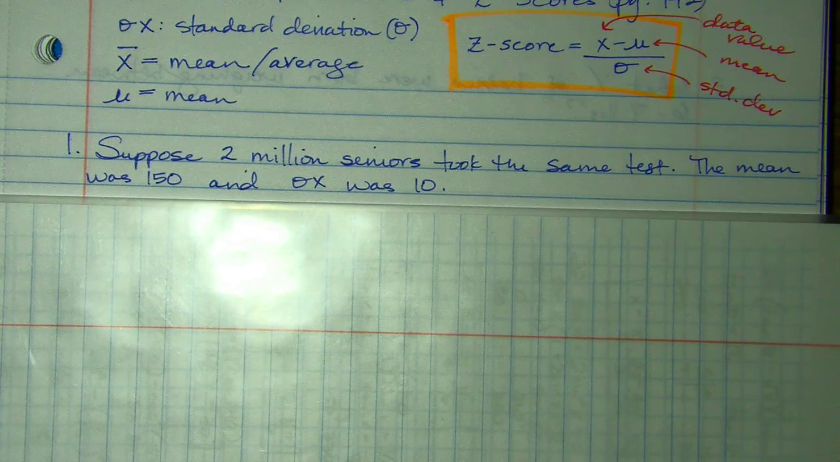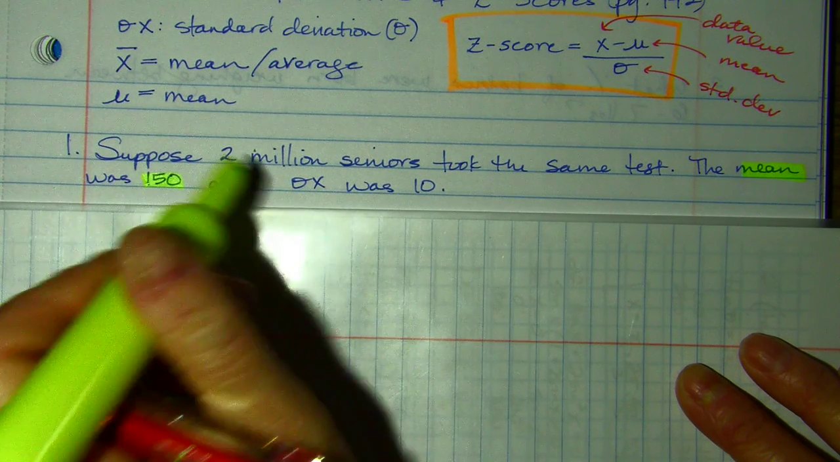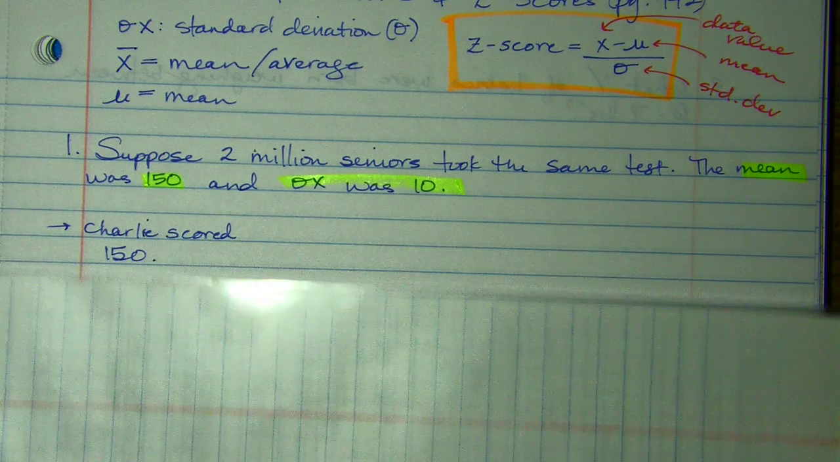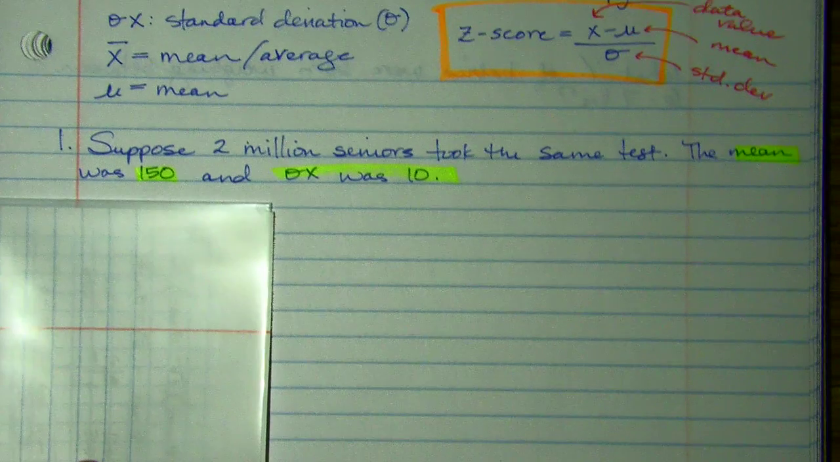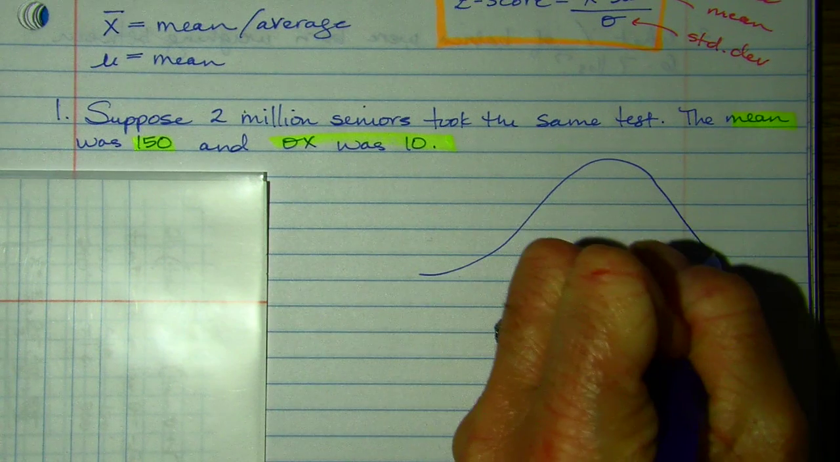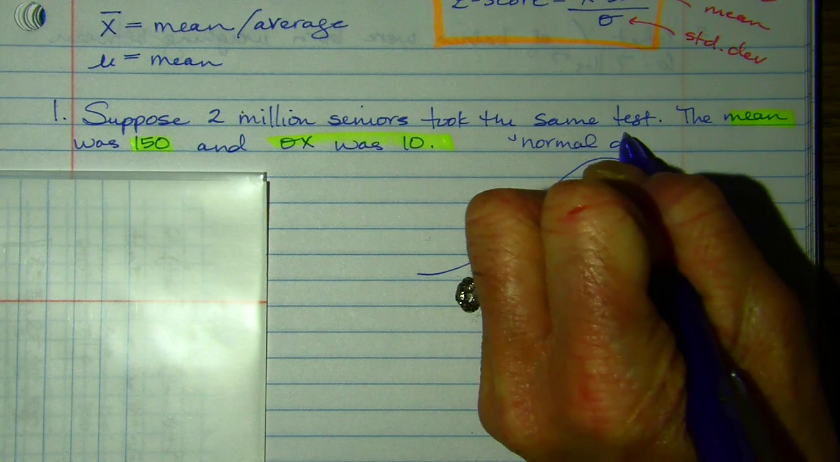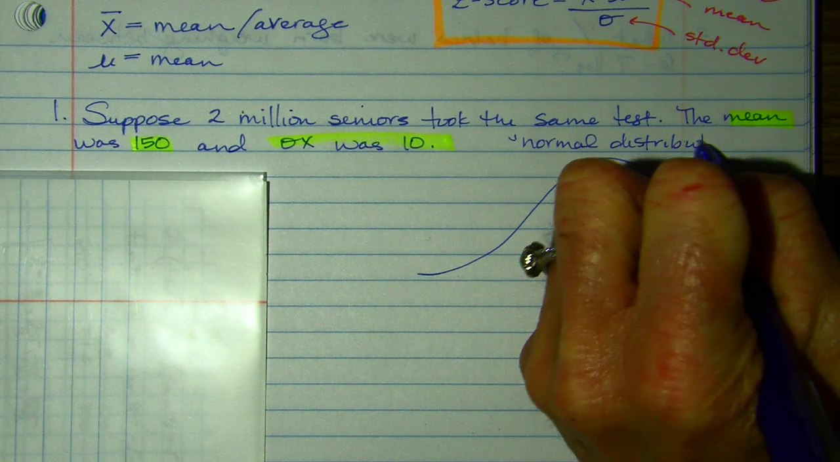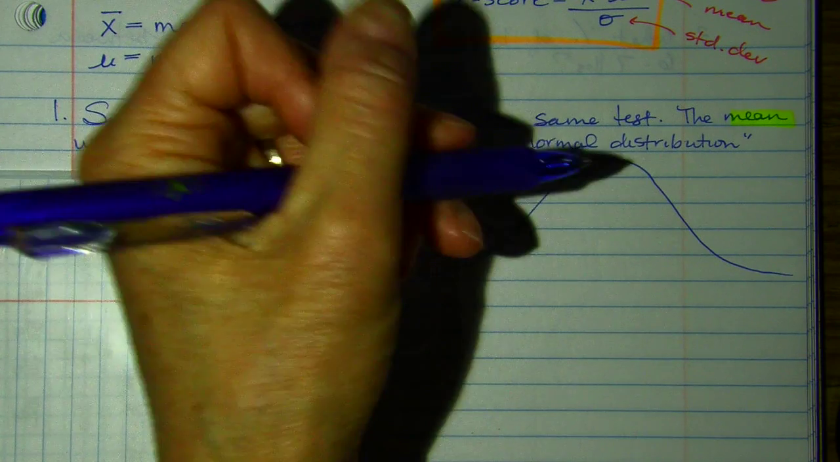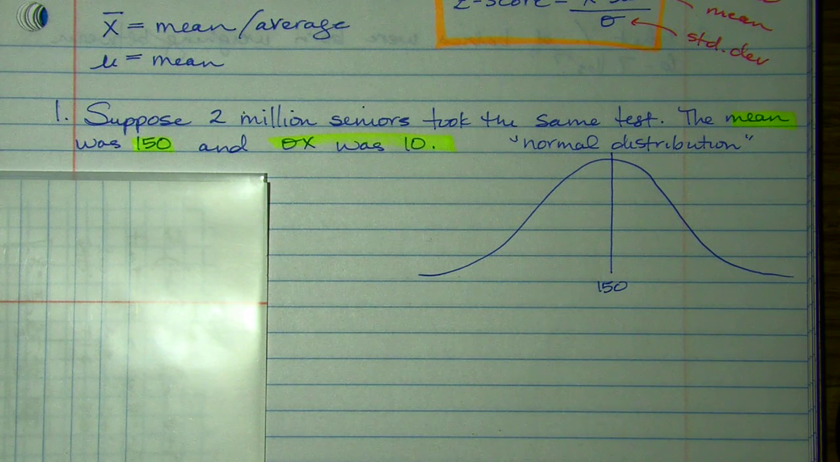So number one, suppose that 2 million seniors take the exact same test. The mean is 150. So that's the mean score, and your standard deviation is 10. So let's first talk about what this would look like on a standard bell curve. We also call this a normal distribution. Okay, so our mean would go down the center. So our mean is 150, right?